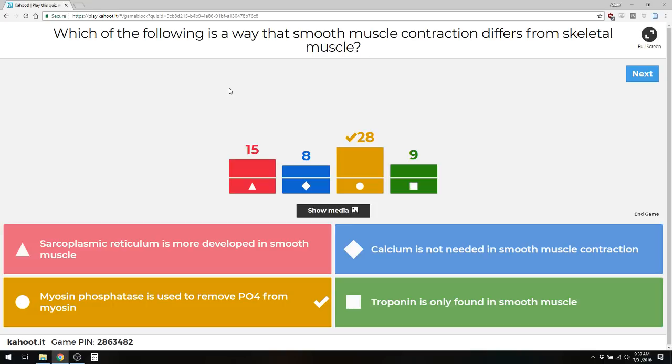Now, myosin phosphatase is used to remove PO4 from the myosin. That's absolutely true in the smooth muscle. In fact, that's what helps cause the actual relaxation, right? Because remember, we have calmodulin getting activated. That helps activate myosin light chain kinase, which gets the phosphate group onto the myosin head. Then that can interact with the actin, right? Versus in the skeletal muscle, the myosin head itself actually has ATPase activity.